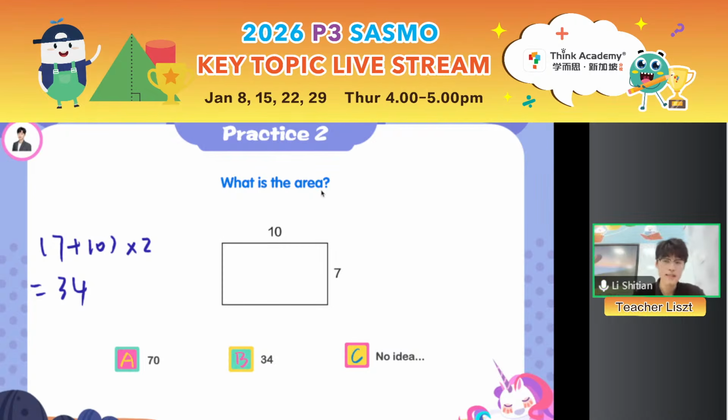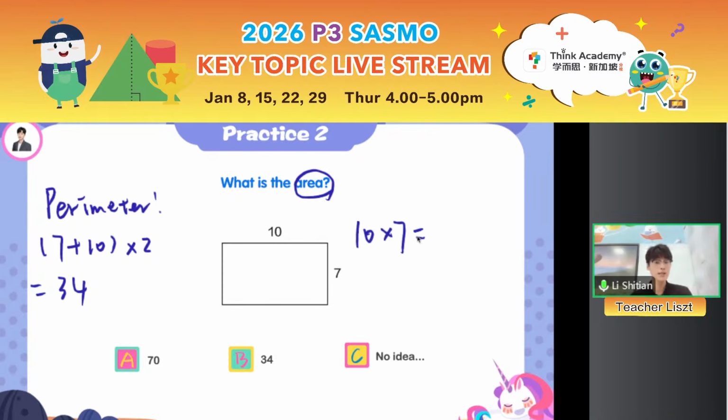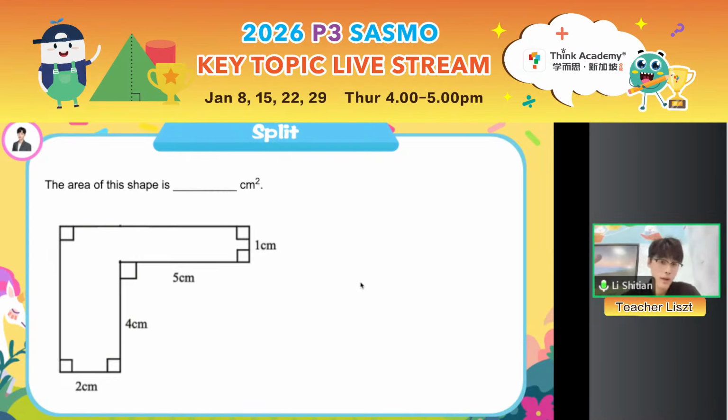No, right? What is the question asking about? Area, right? What is this? It is the perimeter, right? So actually, if we want to find out the area, we only need to use 10 times 7. Then we find out the answer, right? Which is very easy, right? Do you guys like the area? Of course, right? Because it is very simple to find out the answer. So the result for this is 70, right? So we need to choose option A, right?